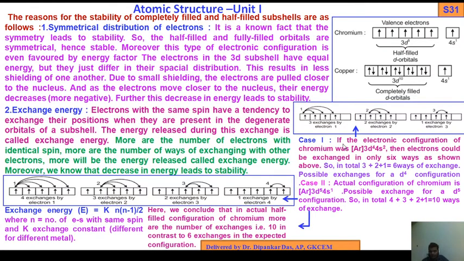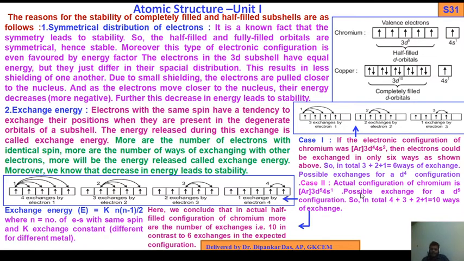Now case 1, what will happen if the electronic configuration of chromium was argon 3d4 4s2? Then electrons could be exchanged in only 6 ways as shown above. This electron can exchange with 3, electron 2 can exchange with 2, and the next electron with 1. So in total 3 plus 2 plus 1, that is 6 ways of exchange possible for the d4 configuration.